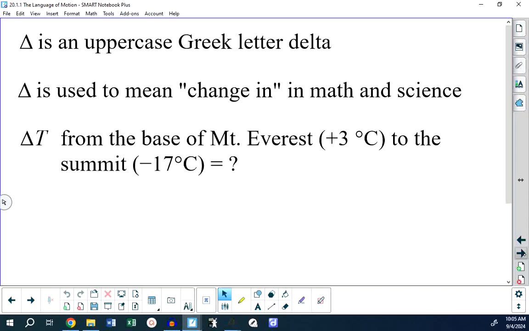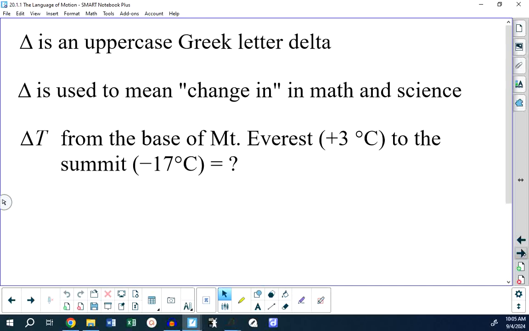What does that mean? Well, let's say I said to you that you're at the base of Mount Everest or some station below the summit, and the current temperature is 3 degrees Celsius, and it can be quite warm at the base of Mount Everest. And on the summit, it's negative 17 degrees Celsius. And I say to you, what is delta temperature, delta T, from the base to the summit? I'm asking you for the change in the temperature.